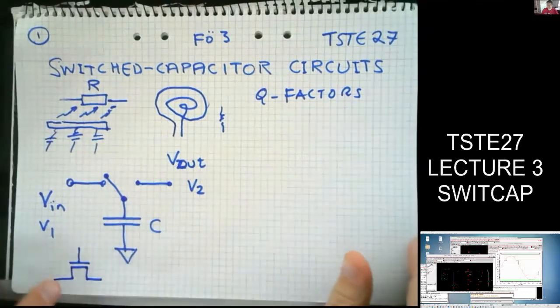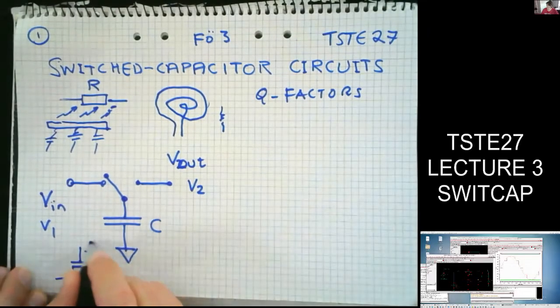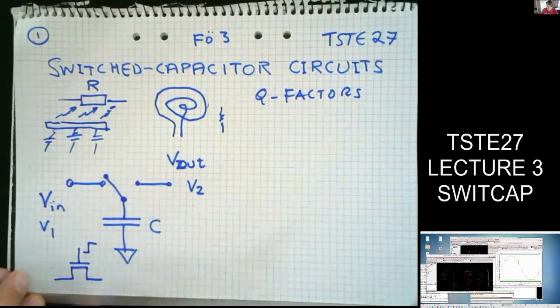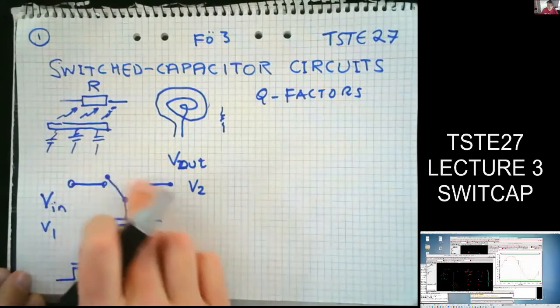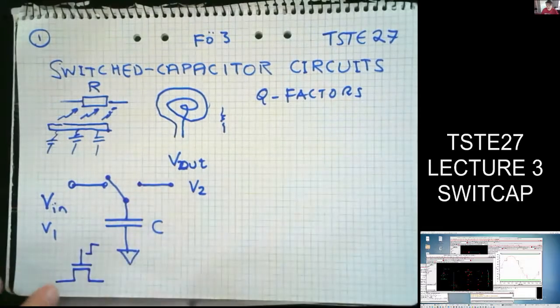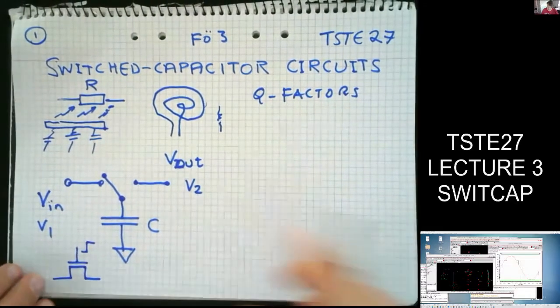A switch with an NMOS transistor like this, and I just have a clock signal on the gate, which turns this device on or off. And then I can combine a set of transistors to get a three-way switch or a four-way switch or anything I like.